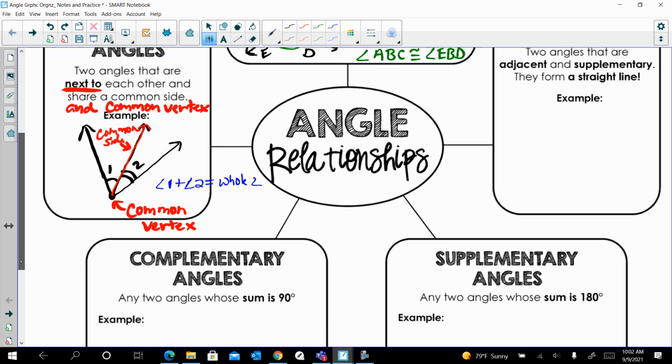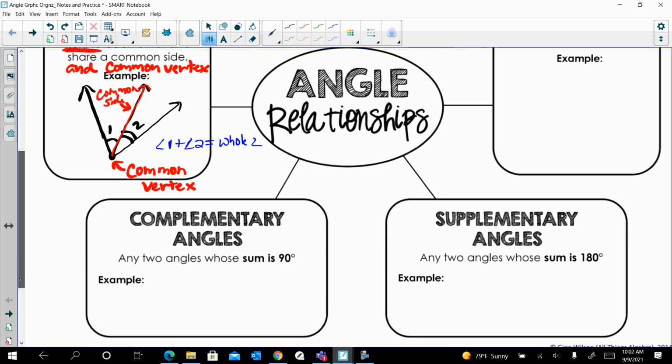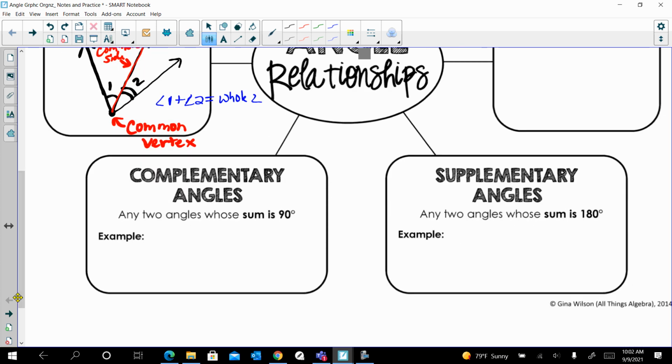All right, another angle relationship, the special pair, is complementary. And we talked about this: when you're C in complementary, I could turn that C into a 9 and get 90 degrees to help you. So the key for complementary angles, these are any two angles with a sum of 90. So sum of 90 is the key fact that you're going to apply to problem solve.